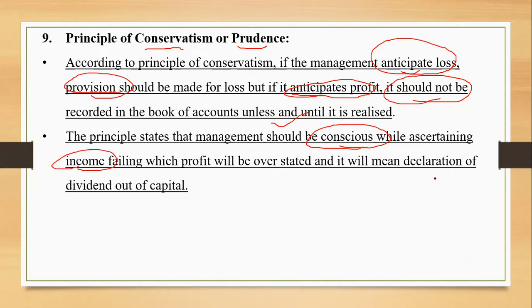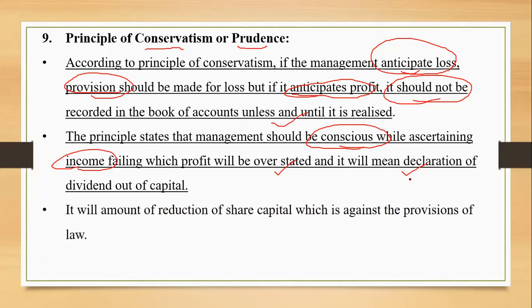So this means overstated profit will be there, and it will mean the declaration of dividend out of capital. And dividend declaration out of capital is against the law. You are not supposed to. Whenever you want to declare a dividend as a company, it should be declared out of the profits. But if you declare out of capital, it is against the provision of the law.